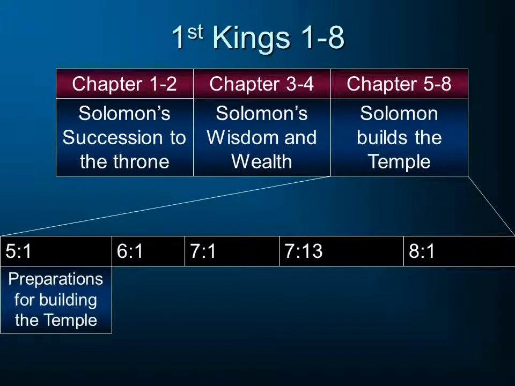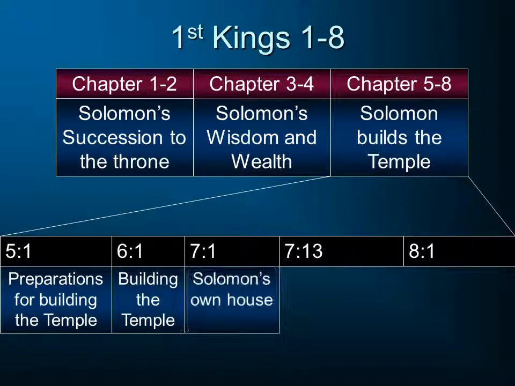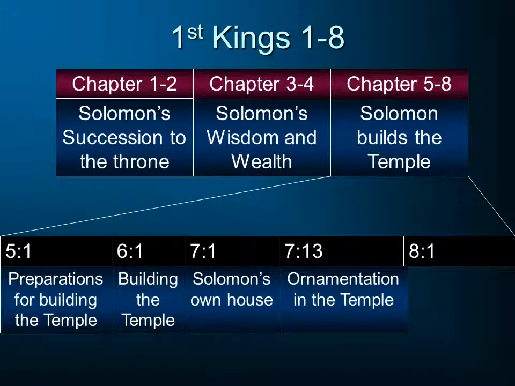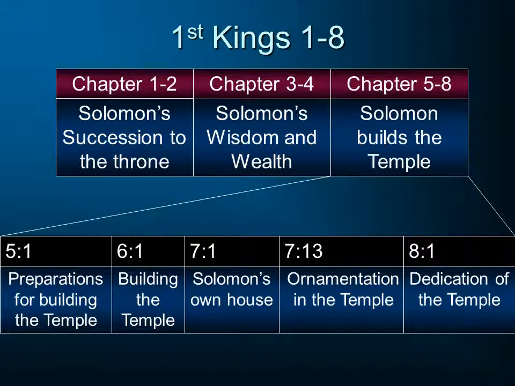In chapter 5 we see the preparations for the building of the temple. In chapter 6 the actual construction ensues. And then in chapter 7 we have a description of the building of Solomon's own house. When we get to verse 13 we switch over to the ornamentation of the temple. And then finally in chapter 8 the temple is completed, Solomon gives a prayer of dedication, and the Lord moves into the building.